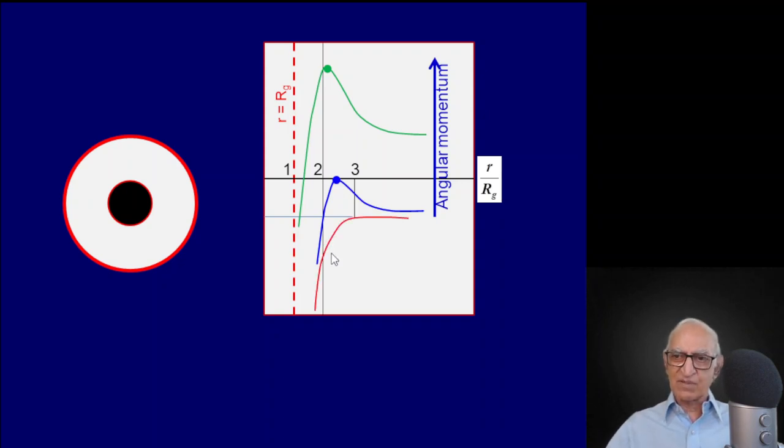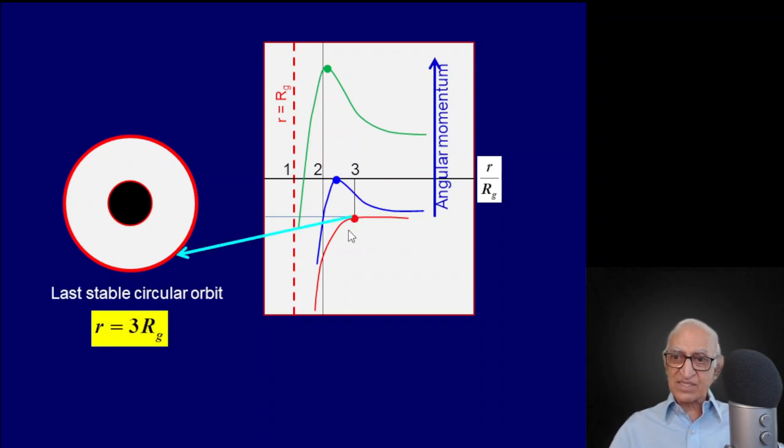Now I decrease the angular momentum even further. And I put a particle 3 over there. That particle will also go in a circular orbit, but this time the orbit will be marginally stable or potentially unstable. So this is the last stable circular orbit. The radius of the last stable circular orbit is 3 in units of r divided by Rg, or the radius is 3 times the Schwarzschild radius. So as an astronaut or a stone approaches the black hole, the last chance it has to save itself is to go into a circular orbit at a radius of 3 Schwarzschild radii.